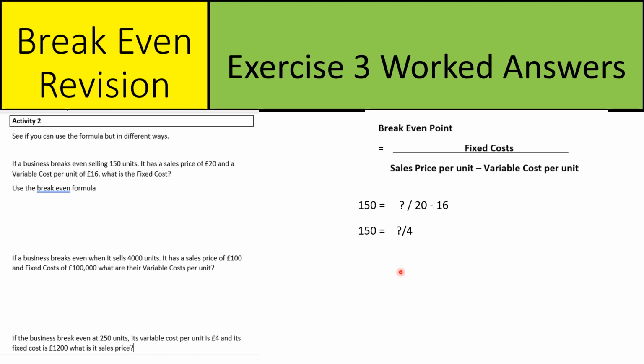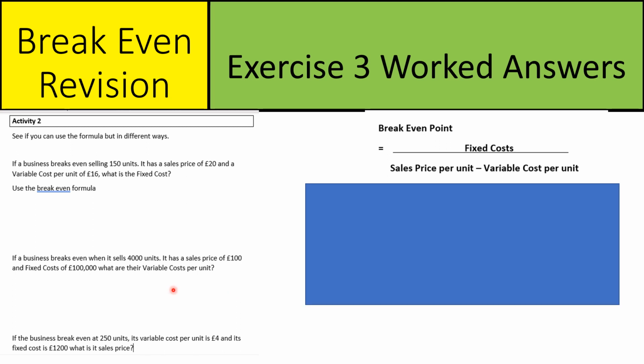We know from our maths lessons, we times both sides by 4. We'll just get rid of the 4 here. So that is 150 times 4 equals 600. The fixed costs will be 600. Stick it in the formula to make sure you got it right at the end. So 600 divided by 20 minus 16, 4 equals 150. Well done if you got that right.